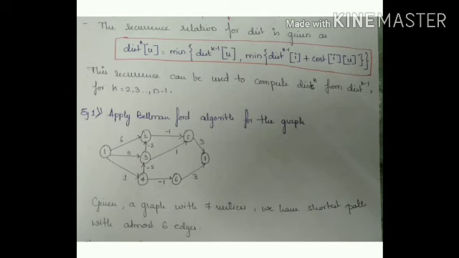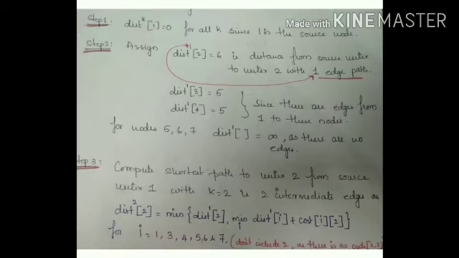So this recurrence relation can be used to compute the values from dist raised to 1 till dist raised to n minus 1, as for any graph given with n number of vertices, you can have a shortest path consisting of only n minus 1 edges. So now let us look how exactly this recurrence relation works with the help of an example.